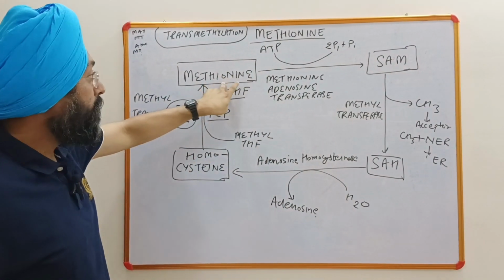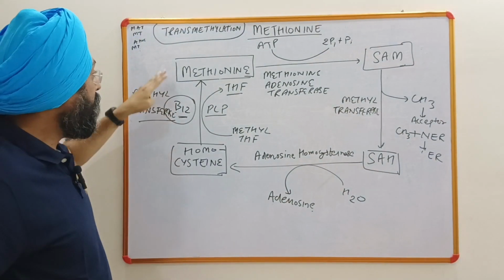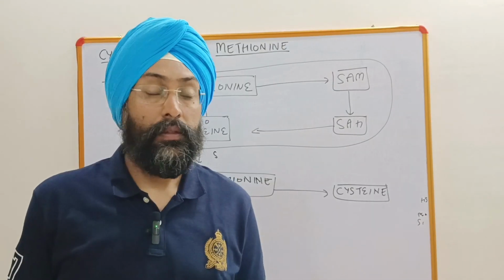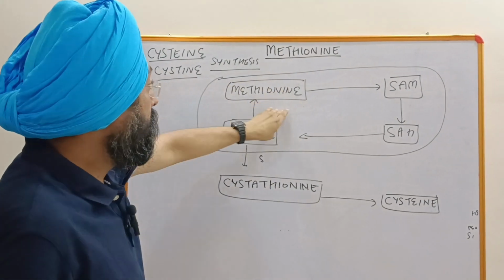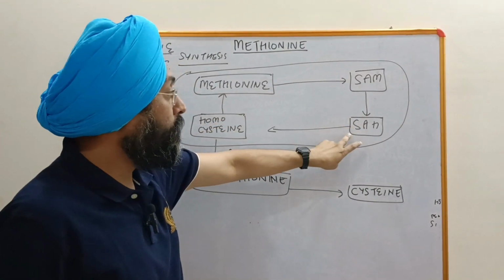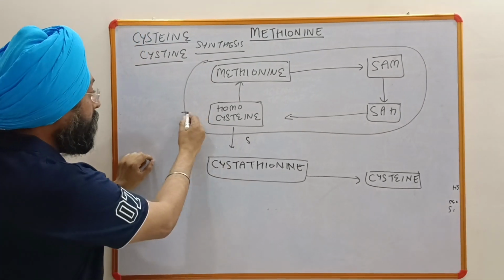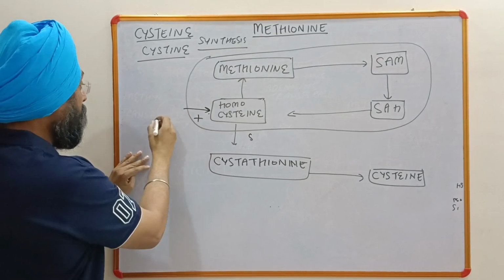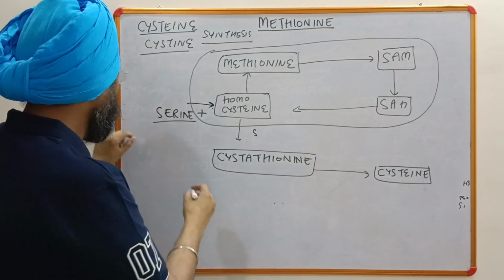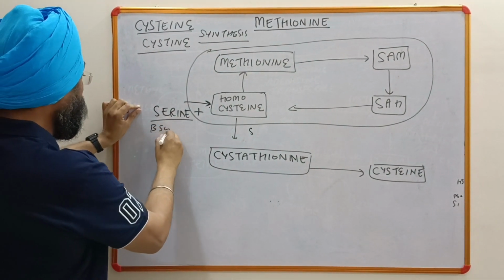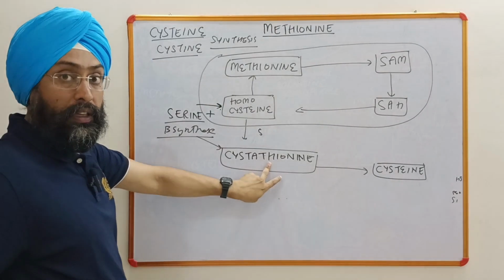So these are four major intermediates: methionine to S-adenosyl methionine, then S-adenosyl homocysteine, then homocysteine, and we finally get methionine back. Now we'll start with synthesis of cysteine and cystine from methionine, right? So we have homocysteine here. It will combine with serine, right? With the enzyme cystathionine beta synthase, right? It will be converted to cystathionine, right?